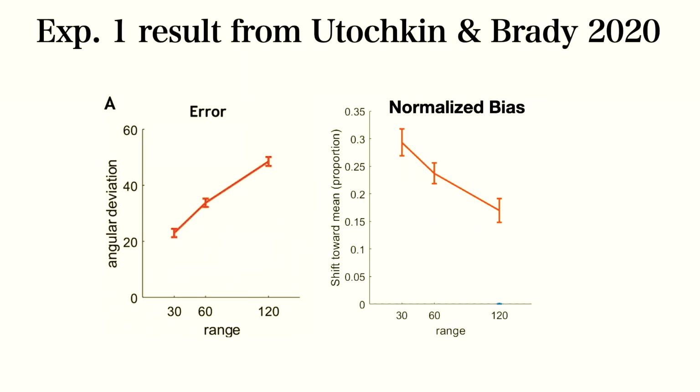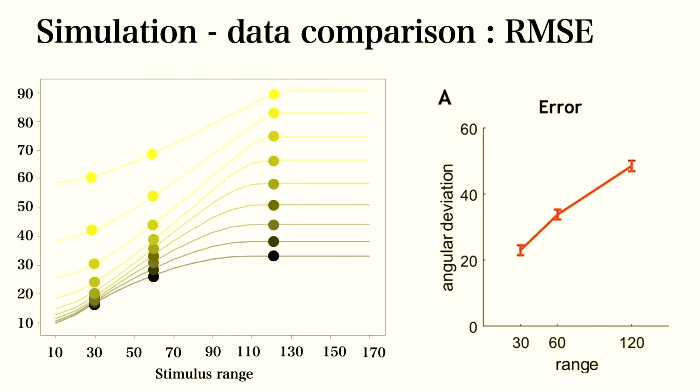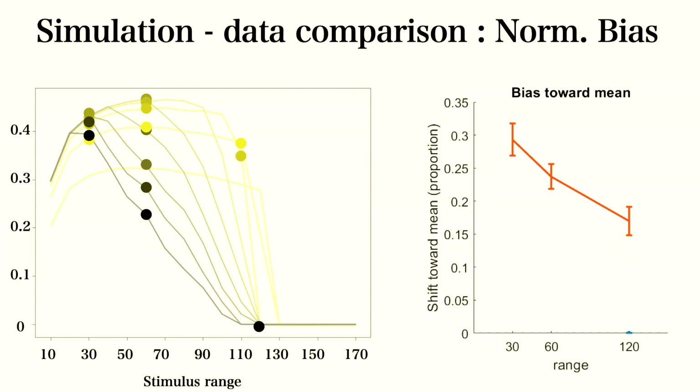And here's the result from the set-4 condition. You can see that when the range increases, there's an increase in memory error and a decrease in memory bias. Now we put the simulation from the model and the real data together. We can see that the model captures this error and range relationship very well. And here the model also captures this range and bias relationship quite well too.